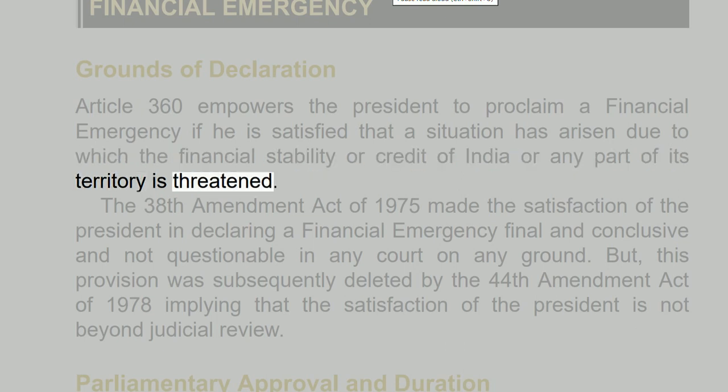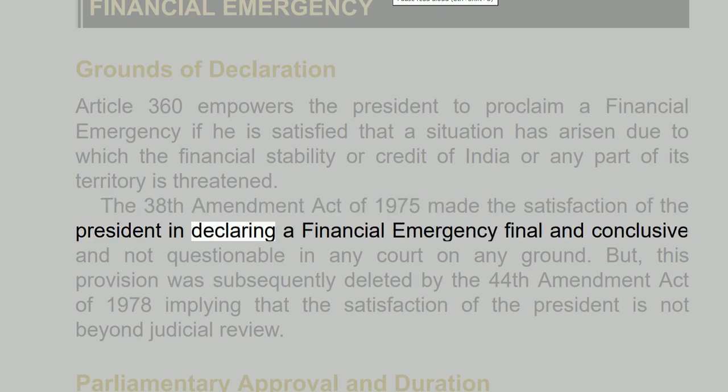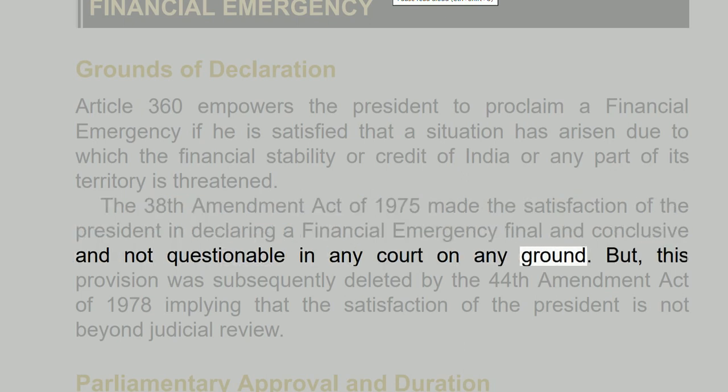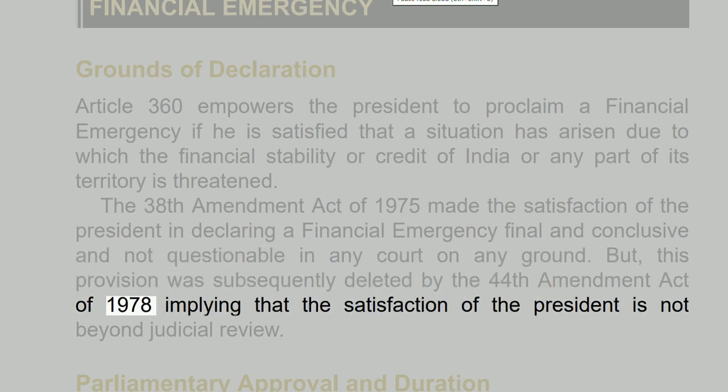The 38th Amendment Act of 1975 made the satisfaction of the President in declaring a financial emergency final and conclusive and not questionable in any court on any ground. But this provision was subsequently deleted by the 44th Amendment Act of 1978, implying that the satisfaction of the President is not beyond judicial review.